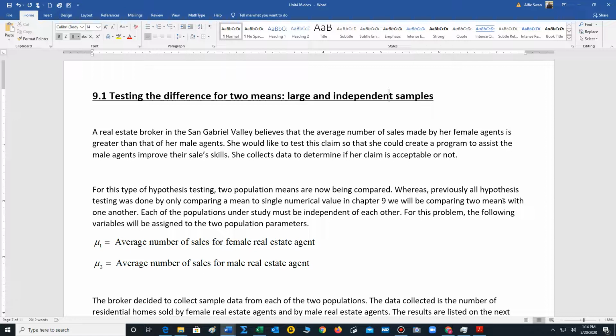Let's say a real estate broker in the San Gabriel Valley believes that the average number of sales made by her female agents is greater than that of her male agents. She would like to test this claim so that she can create a program to assist male agents improve their sales skills. She collects data to determine if her claim is acceptable or not.